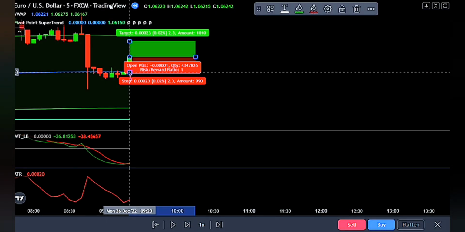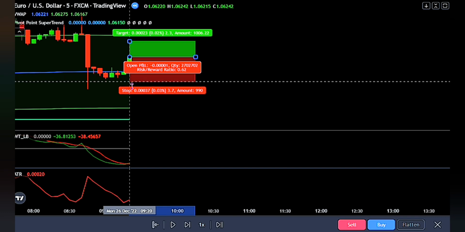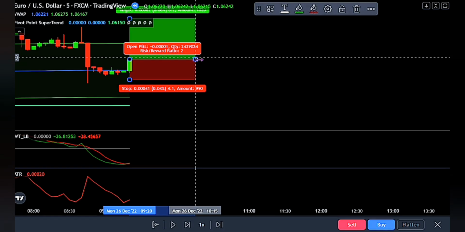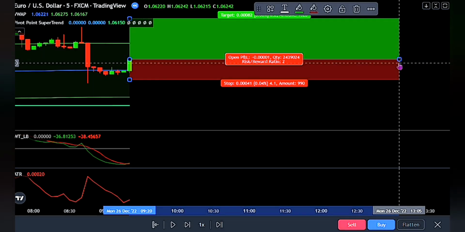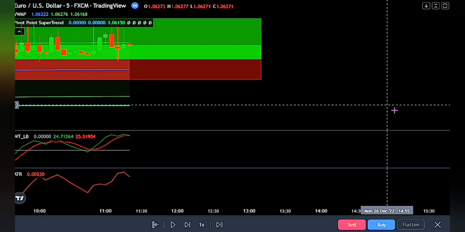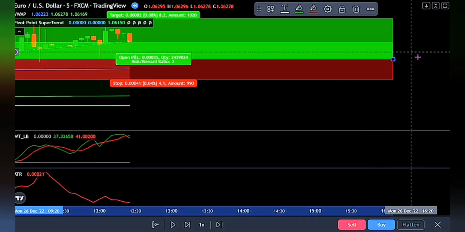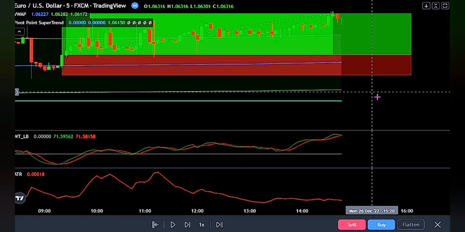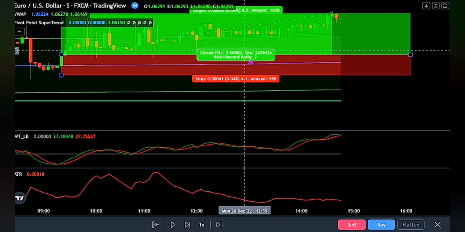Now, for our stop loss, we would be using 2 times the value of the ATR, while take profit would be 2 times our risk. And we see it was successful.